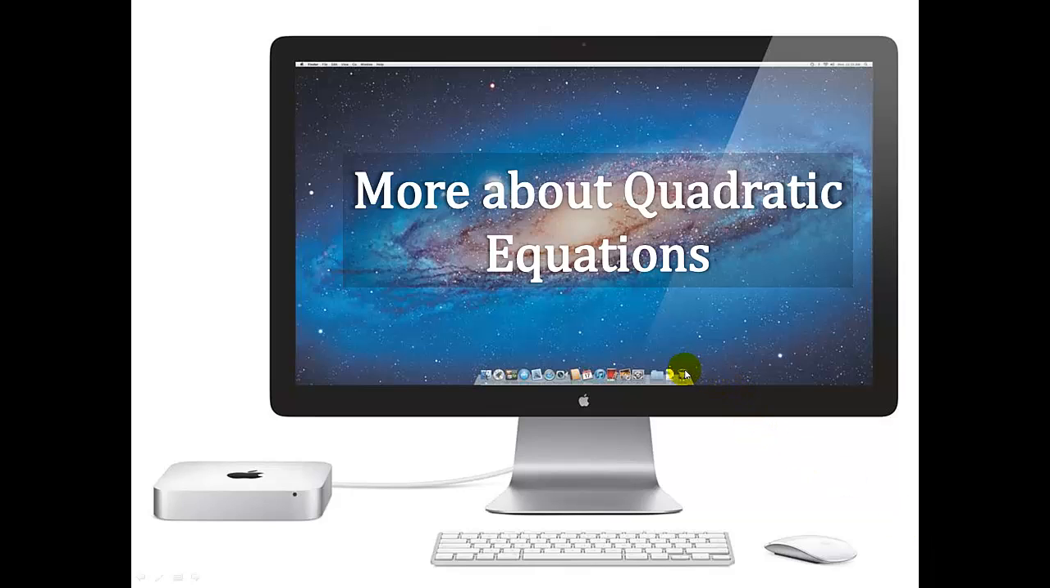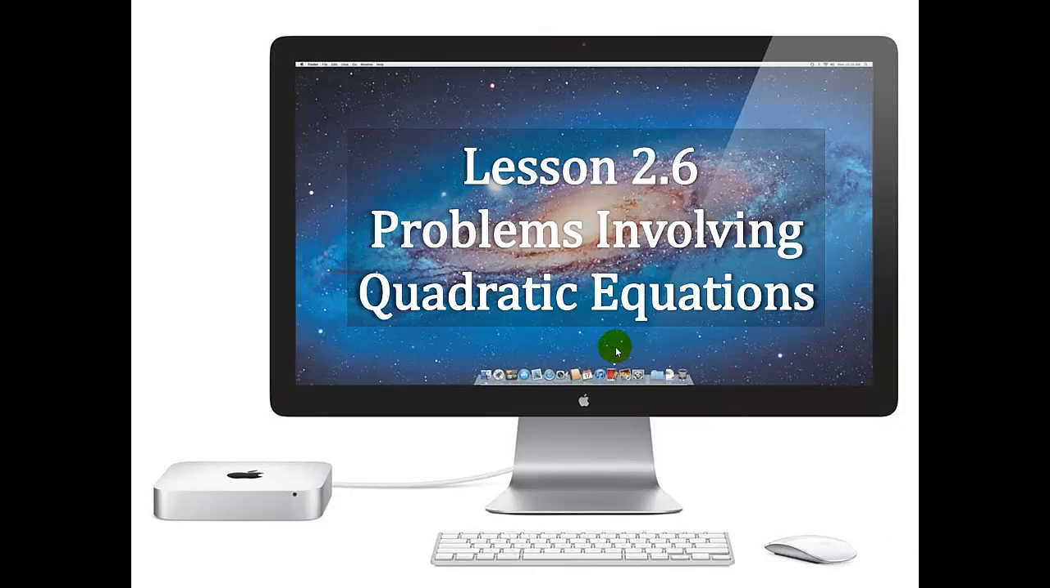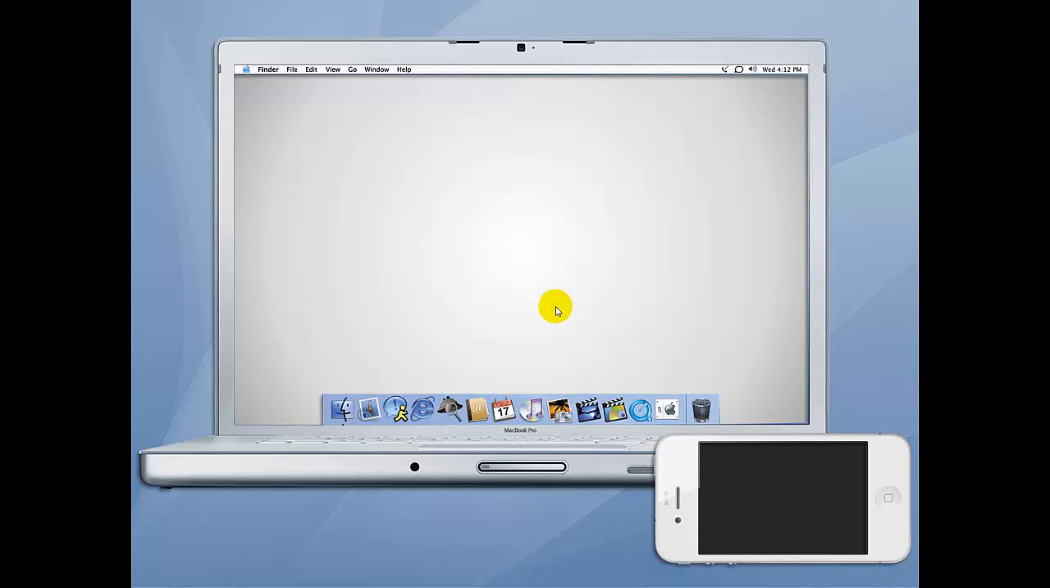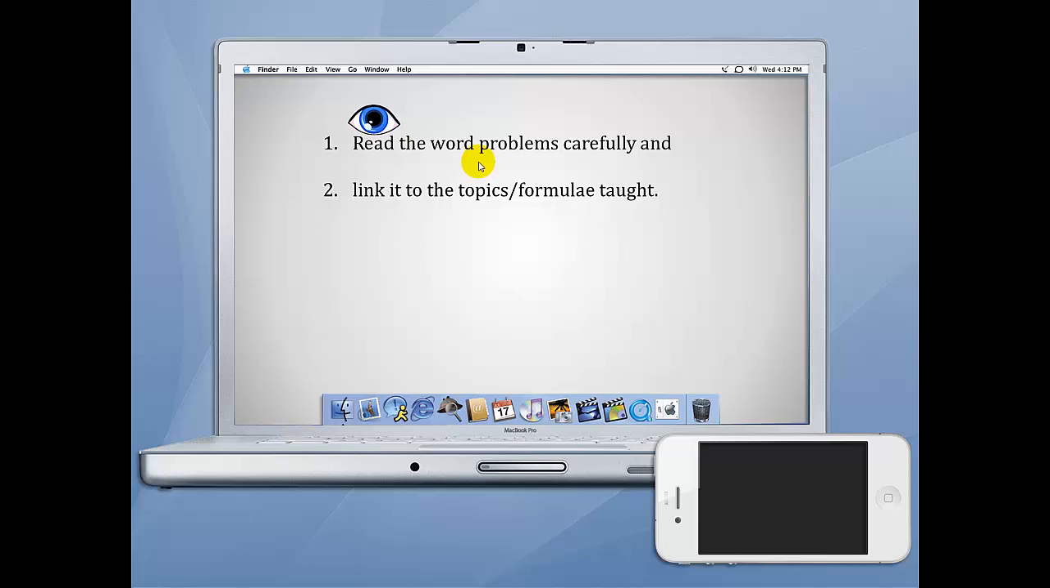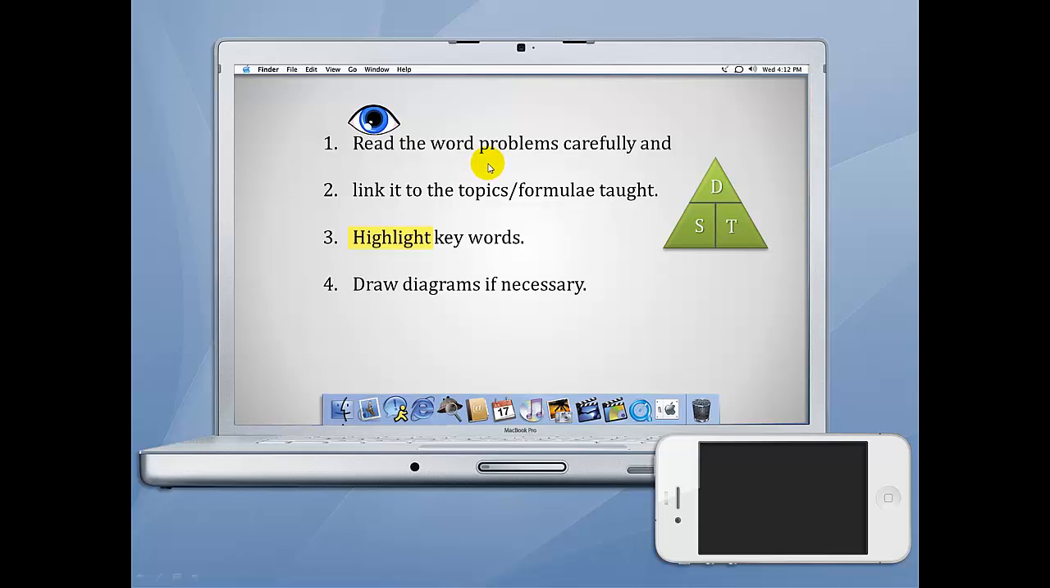In this lesson, we will learn about solving word problems involving quadratic equations. But first, let us come up with some strategies on how to start solving these word problems. You must read the word problems carefully. Next, link it to any topics or formula that you have learned before. Highlight keywords. And finally, draw diagrams whenever necessary.